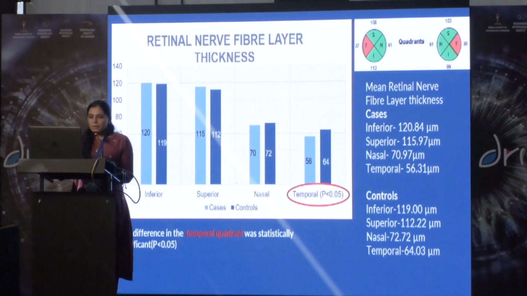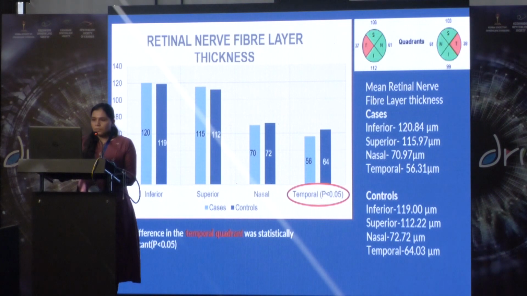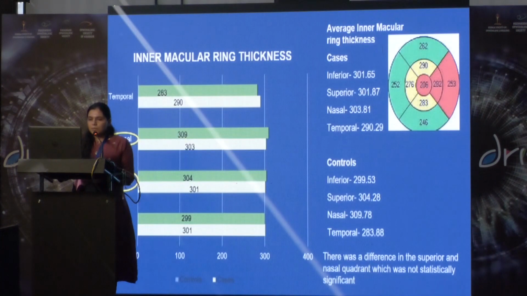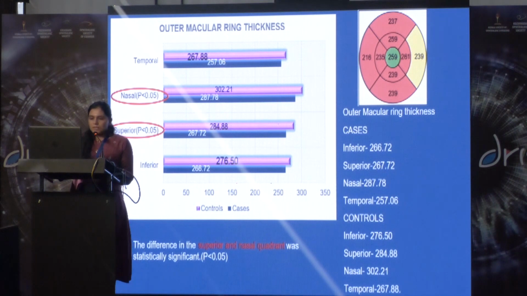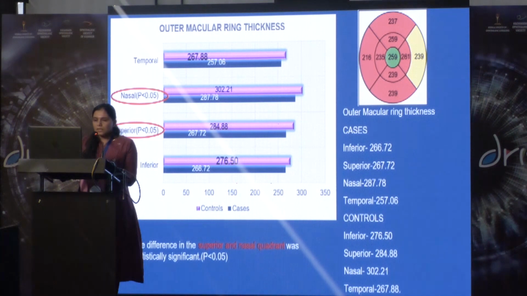Coming to the retinal nerve fiber layer thickness, there was thinning in the retinal nerve fiber layer in the cases in the nasal and the temporal quadrants, and the values in the temporal quadrant were statistically significant. In the inner macular ring thickness, there was thinning in the nasal and the superior quadrants in cases as compared to controls. And in the outer macular ring thickness, there was thinning in all the quadrants in cases as compared to controls, and the thinning in the nasal and the superior quadrants was statistically significant.